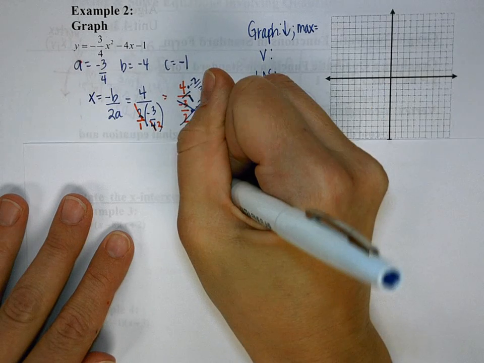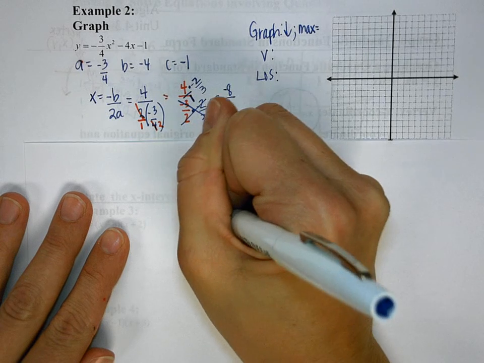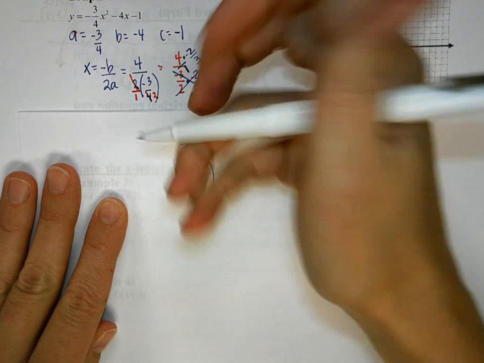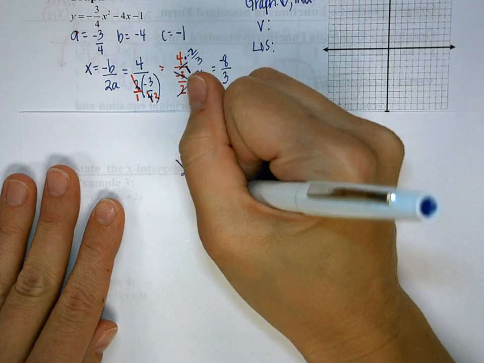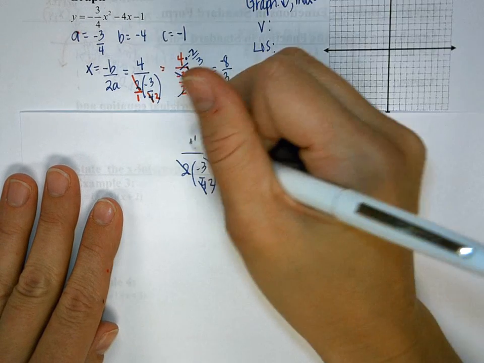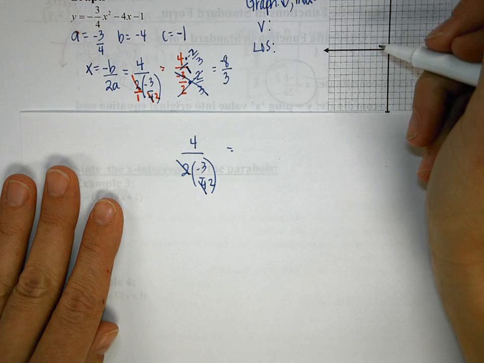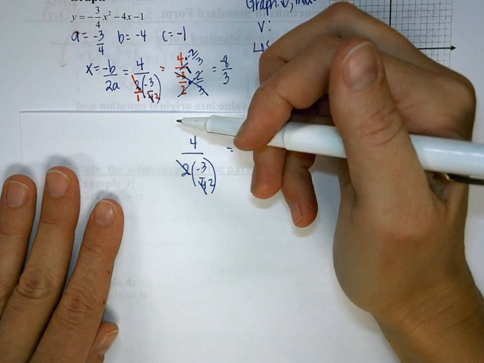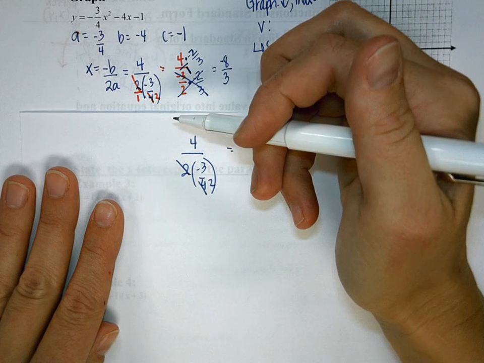Okay. 4 over 2 times negative 3/4. 4 over 2 times negative 3/4. Are we all okay with this canceling and getting 2? Why is it in a fraction form and the other one wasn't? Because negative 3/4 is a fraction, and the 4, they got it from that.